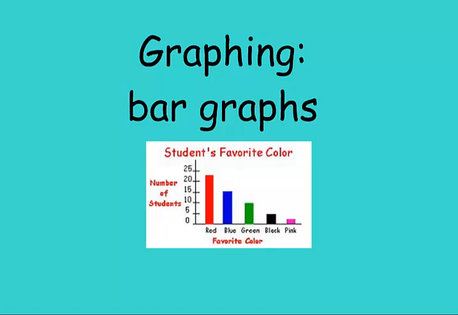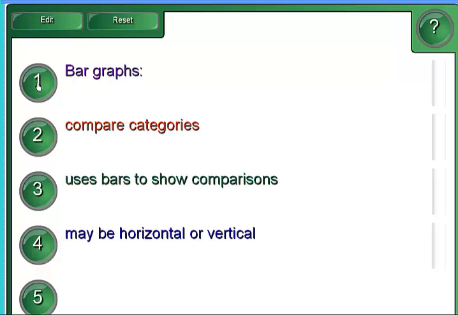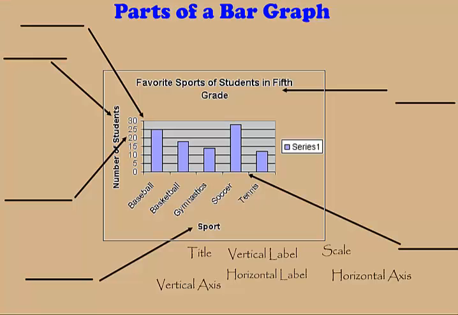Today's lesson is on graphing with bar graphs. There are a few things about bar graphs we must remember. Bar graphs compare categories. They use bars to show the comparisons. The bars may be horizontal or vertical. And when making them, we use the spaces on the graph paper, not just the lines.